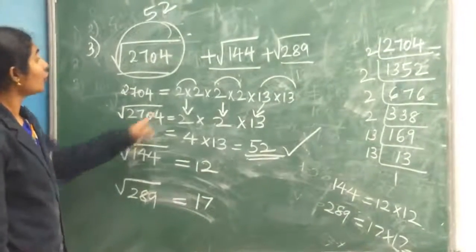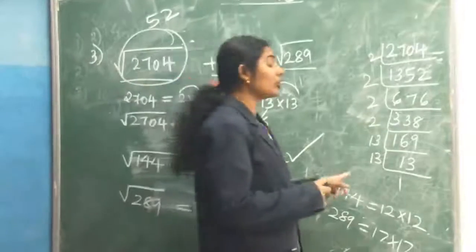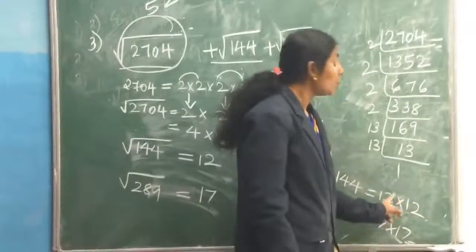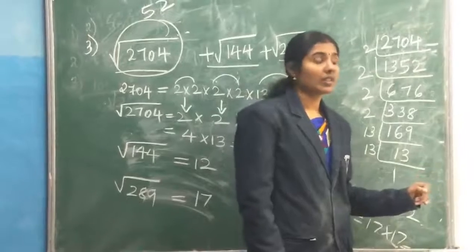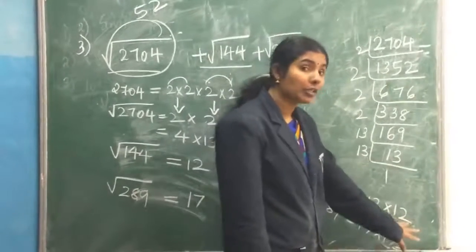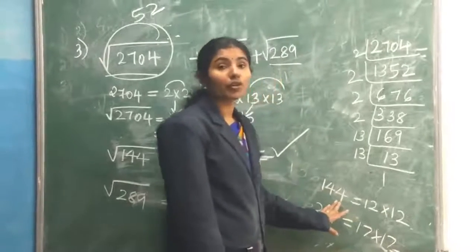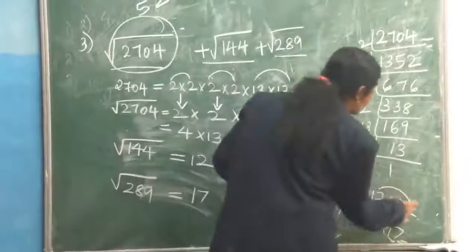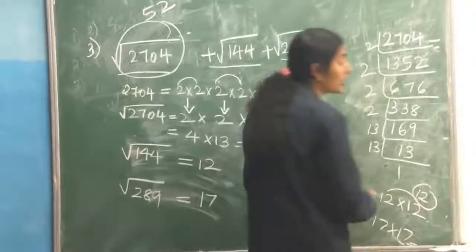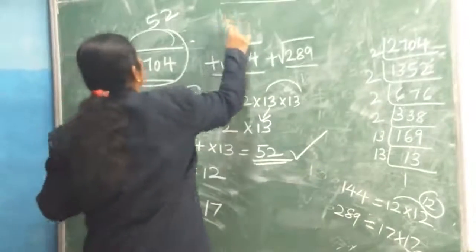Second one, square root of 144. But you know 144 you can write as 12 multiplied by 12. Isn't it? You know the square number is 12. When you multiply 12 by 12, you will get 144. So what is the square root of 144? From this pair, you should take one number. So the square root of 144 is 12.